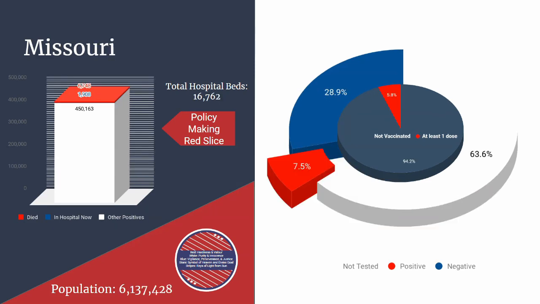Missouri, their testing rate was pretty low. They vaccinated 5.8%. Their negative test is 28.9%. Their positive test rates are 7.5%. 6,700 died, 1,900 in the hospital, 16,000 hospital beds.